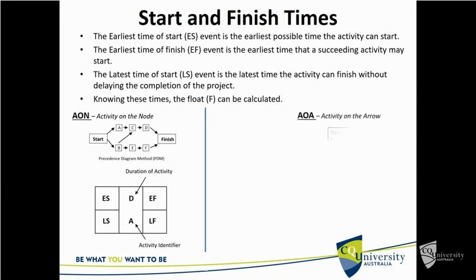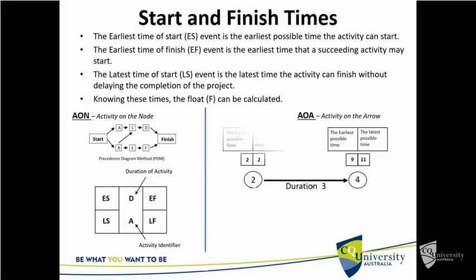So an activity on the arrow. So we've got the earliest possible start time is 2, the latest is 2, but then we've got the earliest possible time there is 9 and 11, the latest. So we go from activity 2 to 4, a duration of 3.